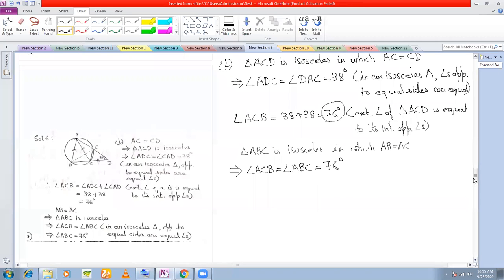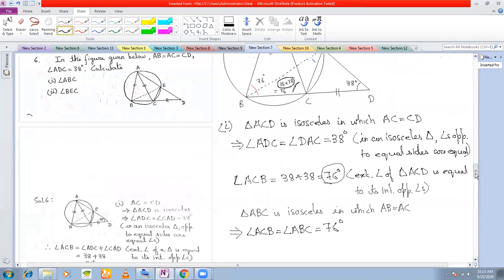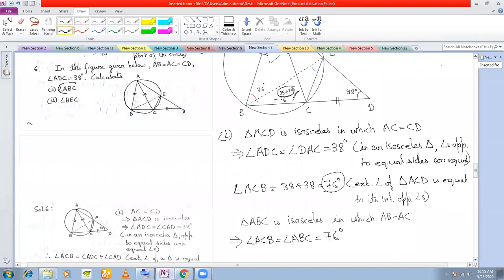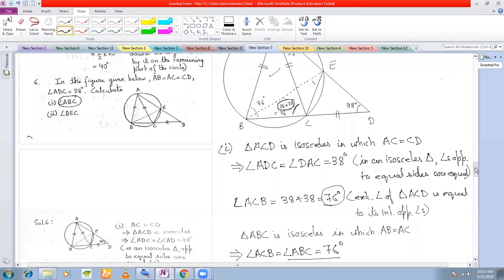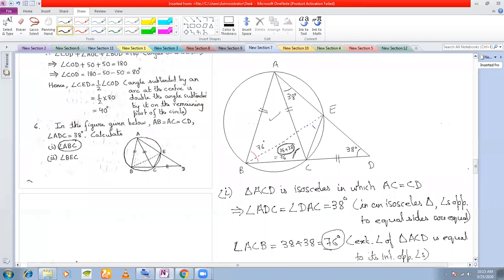So that is what your answer to the first question is. Your first question was to find the value of angle ABC. We have calculated ABC to be 76 degrees. The red angle has been calculated. Okay, now the question is how to calculate the blue angle. That is angle BEC. Okay.